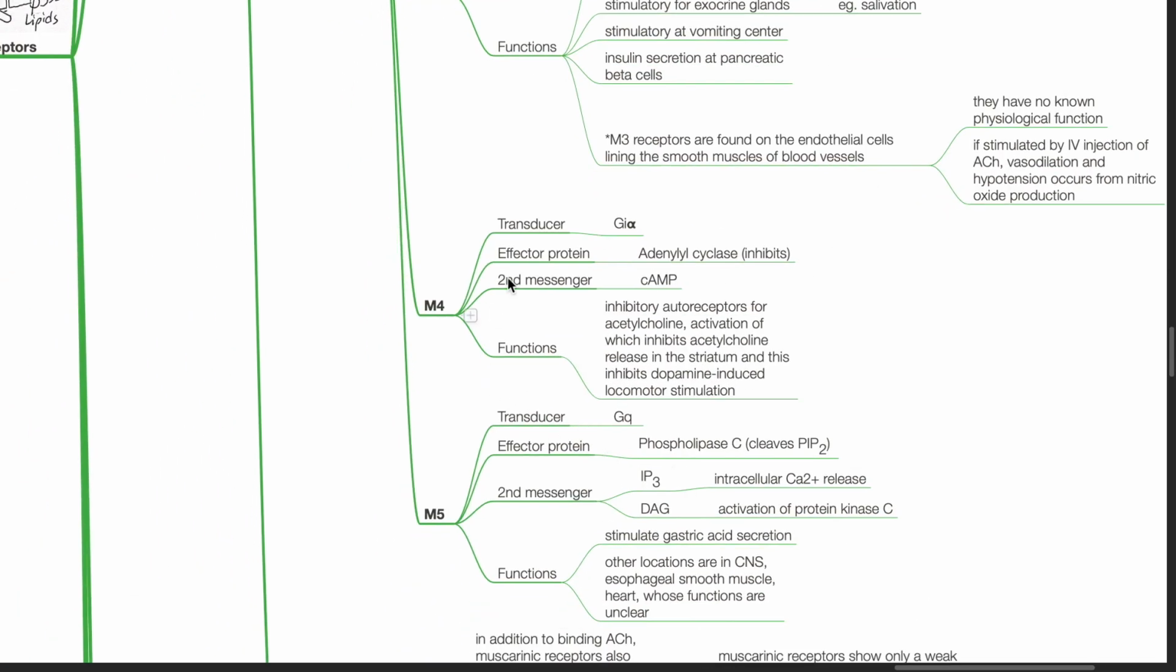M4. Transducer is Gi alpha. Effector protein is adenylyl cyclase, which inhibits. Second messenger is cAMP. Function of M4: inhibitory autoreceptors for acetylcholine, activation of which inhibits acetylcholine release in the striatum, and this inhibits dopamine-induced locomotor stimulation.